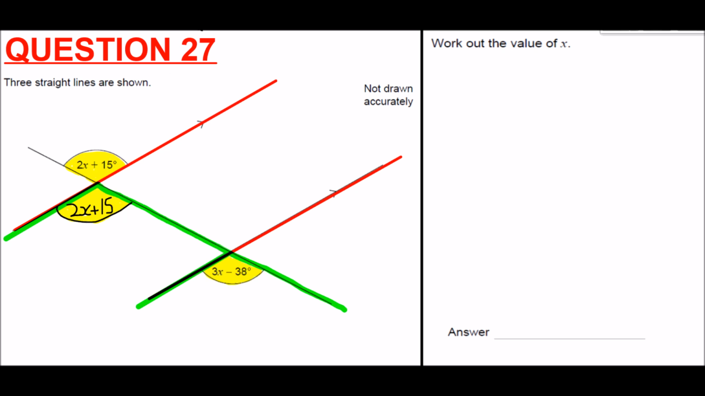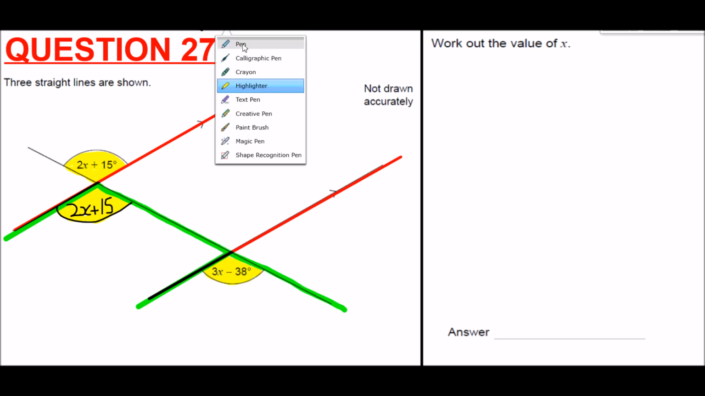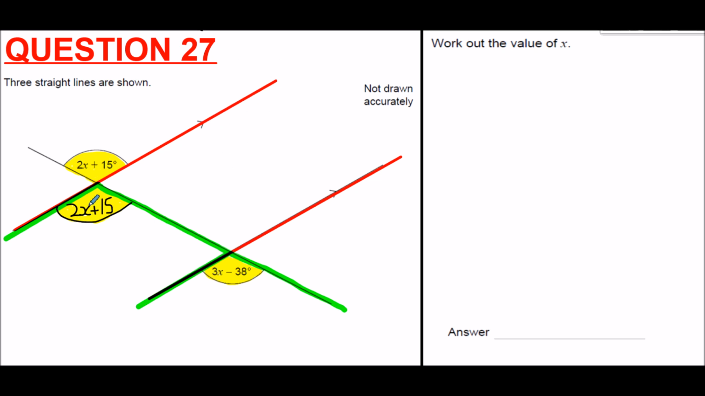So the main thing we're getting at here is that this angle here, 2x plus 15, is exactly the same as 3x minus 38, and so that's our way into solving this. 2x plus 15 equals 3x minus 38.